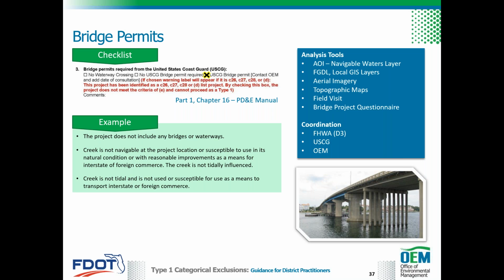Now, if a bridge permit is required for a C-list 26, 27, or 28, or a D-list type project, then that same red warning label is going to appear when the box is checked, and consultation with OEM is required. If prepared, the bridge development report and a bridge hydraulic report will need to be uploaded into the SWEP project file. And guidance on documenting if a bridge permit is needed is provided in Part 1, Chapter 16 of the PD&E Manual.